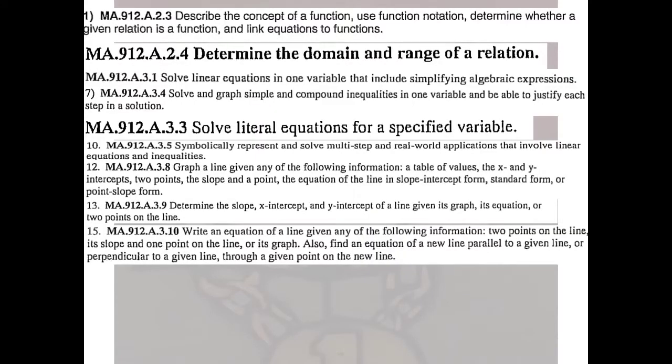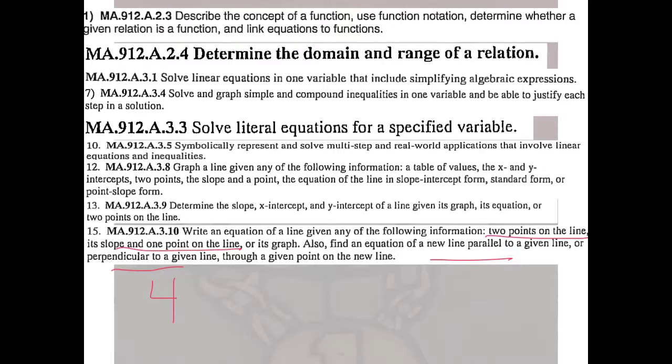And our next benchmark, we're writing an equation of a line given any of the following information. So there's lots of different types of problems here. We have 2 points on the line, slope and 1 point on the line, or its graph. Find the equation of a new line parallel to a given line or perpendicular to a given line. Now, in general, this is a big topic on the end of course exam. Last year it was given 4 questions, but as you can see, it's a very broad topic.